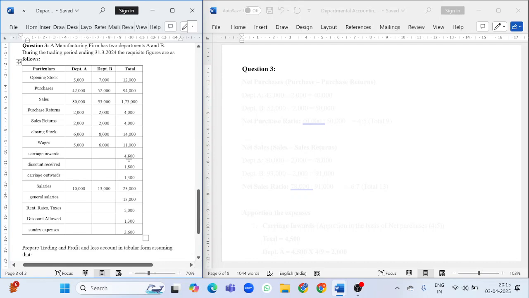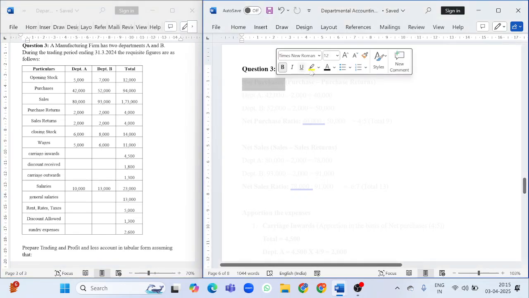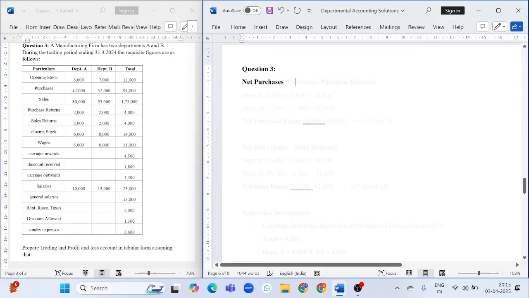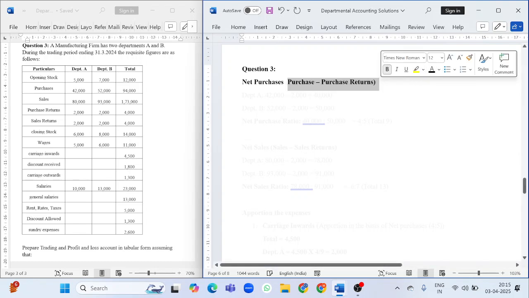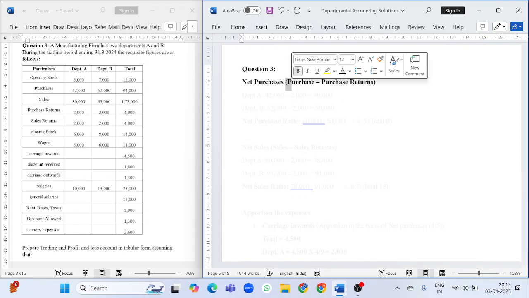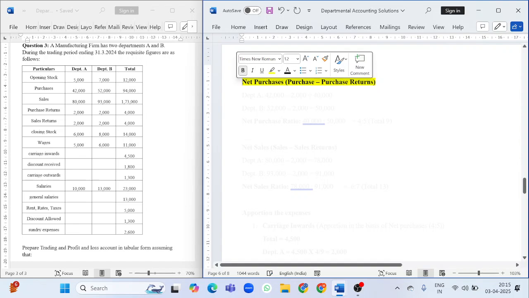Remember one thing: whenever in the question they have given purchases as well as purchase returns, or sales as well as sales returns, always first calculate net purchases and net sales. So first let us calculate net purchases. What is the meaning of net purchases? Net purchases is nothing but purchases minus purchase returns.